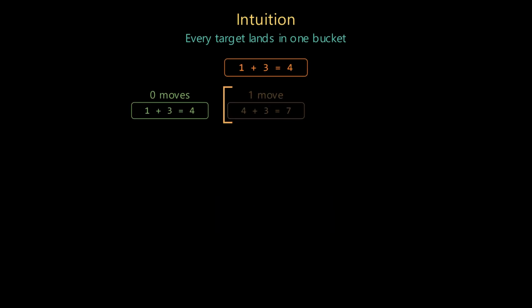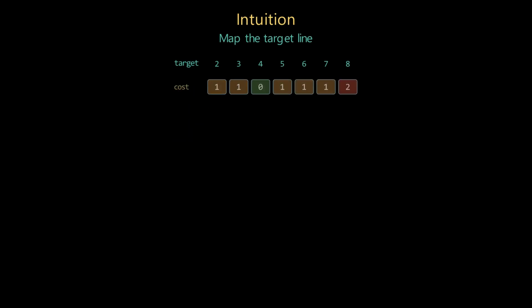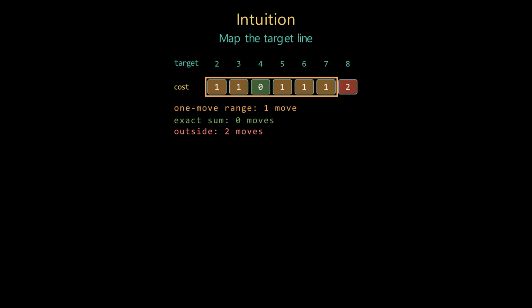For one pair, each target falls into one of 3 settings: 0 moves, 1 move, or 2 moves. The 1 move range is a whole interval. For pair 1 and 3, the smallest 1 move target is 1 plus 1, and the largest 1 move target is 3 plus limit. Inside that range, the exact current sum gets one more improvement. At target 4, pair 1 and 3 already works, so the cost drops to 0. So the map for pair 1 and 3 is simple: outside the 1 move range costs 2, inside it costs 1, and the exact current sum costs 0.